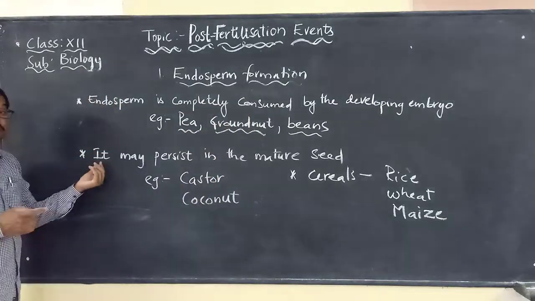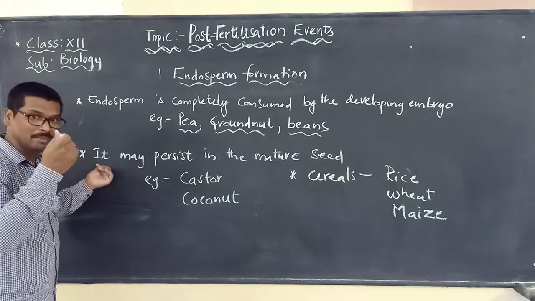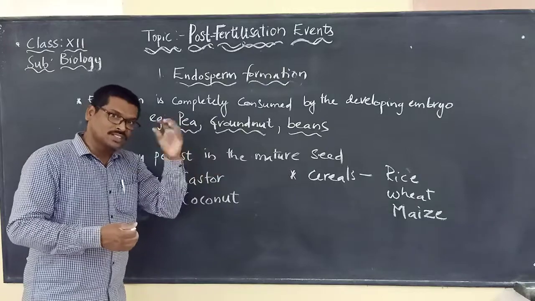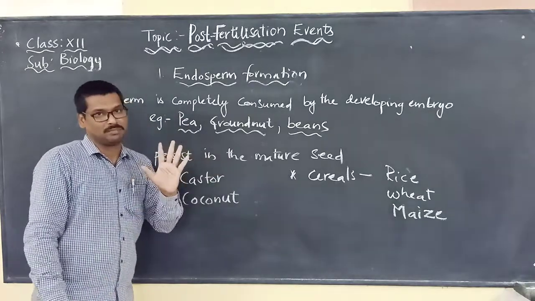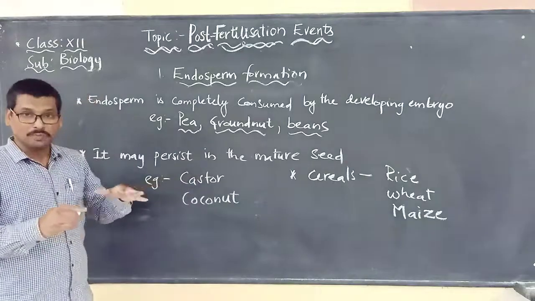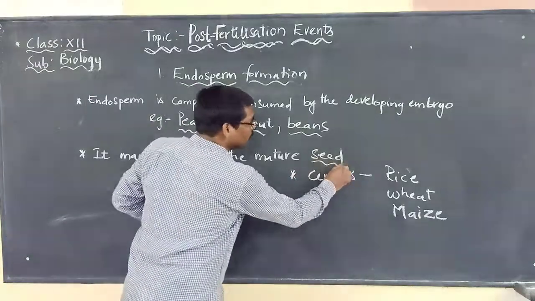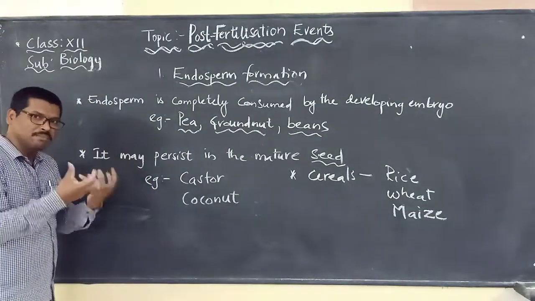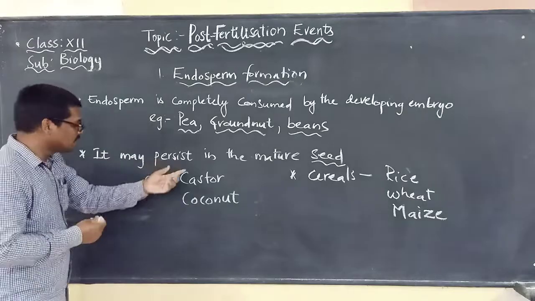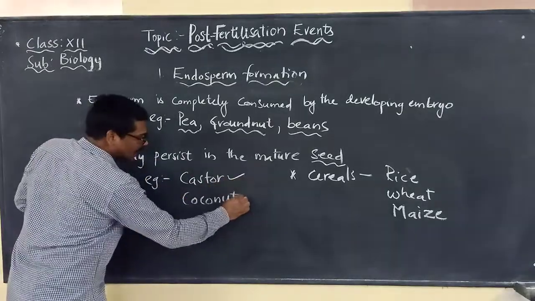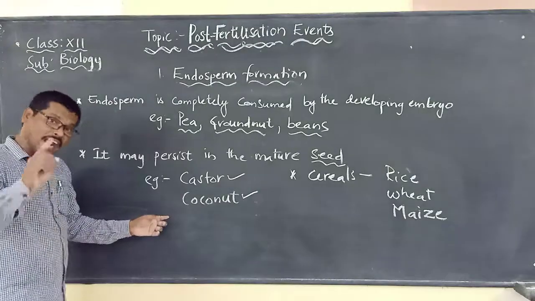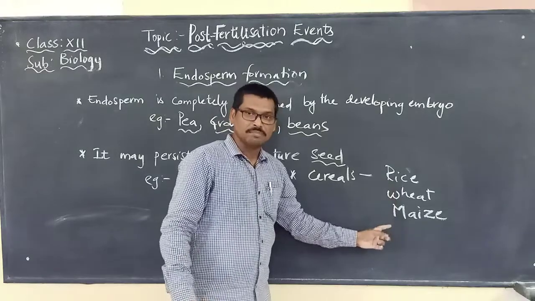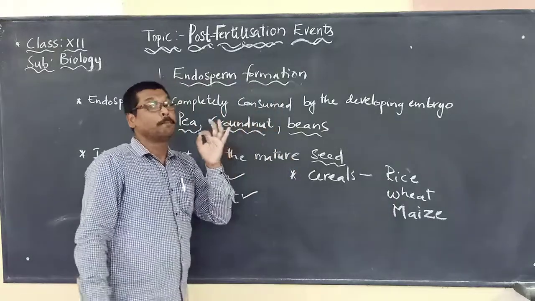But in other cases, it may persist, meaning it may be retained, remaining even in the mature seed. Even after the formation of the embryo, there will still be the presence of endosperm, which we will discuss very clearly when we talk about seed formation. But here, remember that the endosperm may remain in the seed in examples like castor and coconut, and even in some cereals like rice, wheat and maize.